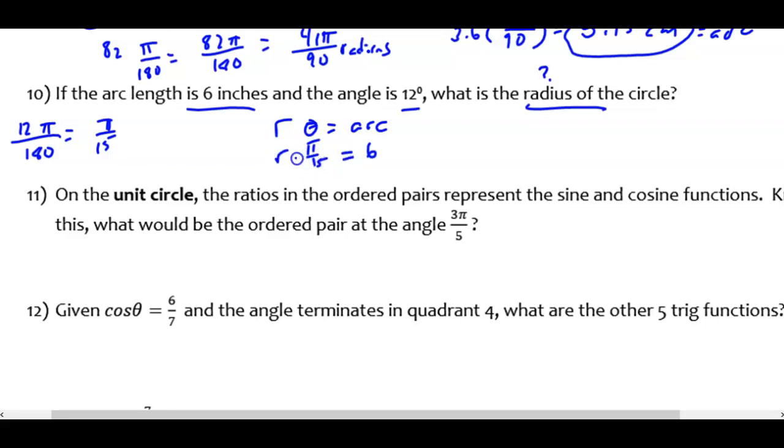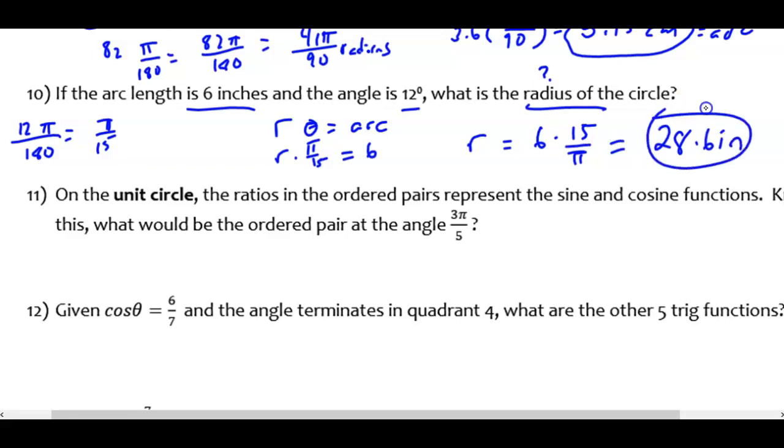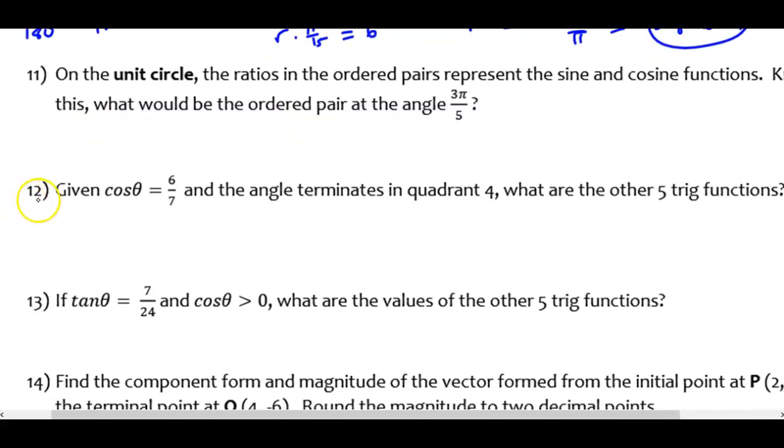And we gotta find r. So now, how would I solve this? Well, this is multiplication. So if I divide by pi over 15 or multiply by its inverse on the other side, meaning r equals 6 times 15 over pi, like that. We can solve this, and we're going to get a whopping 28.6 inches. That is the radius. Alright, number 11.